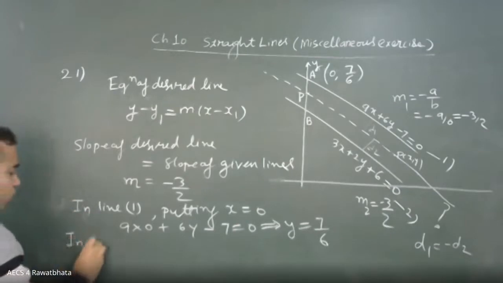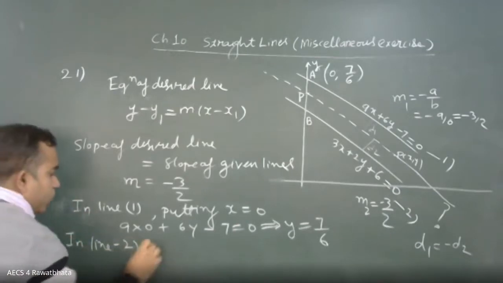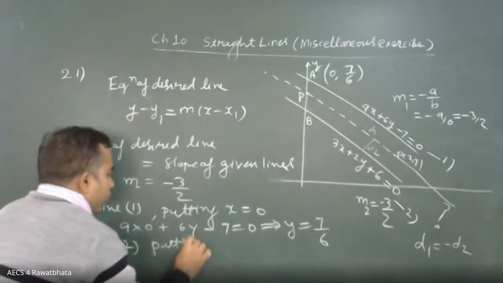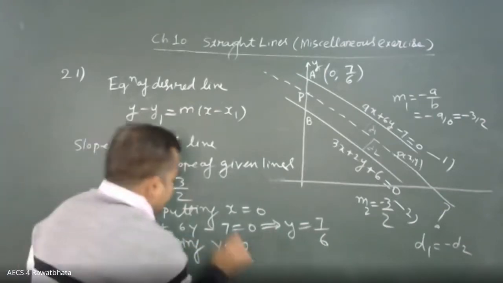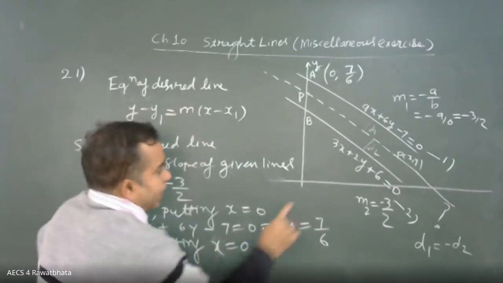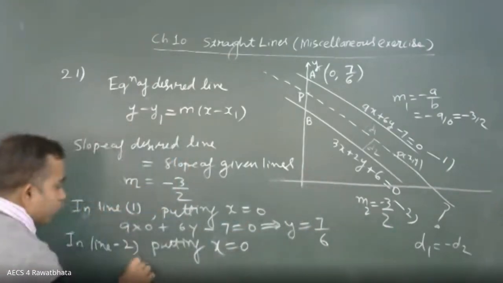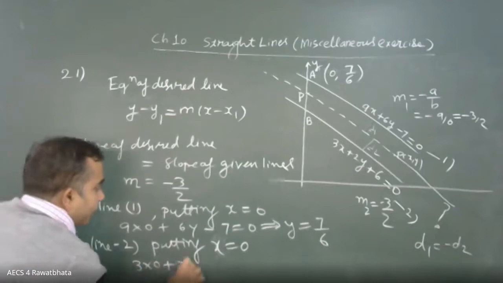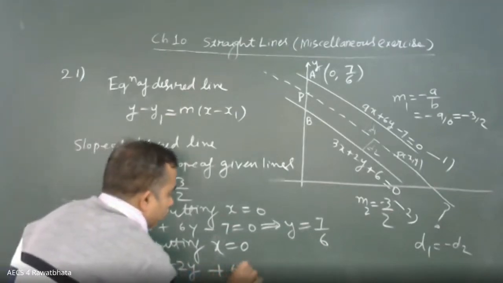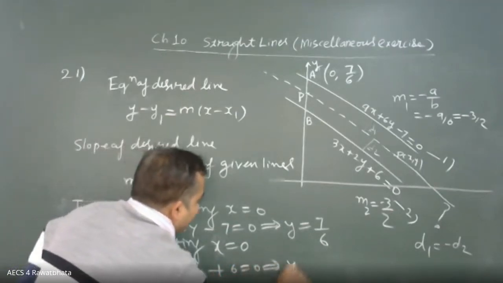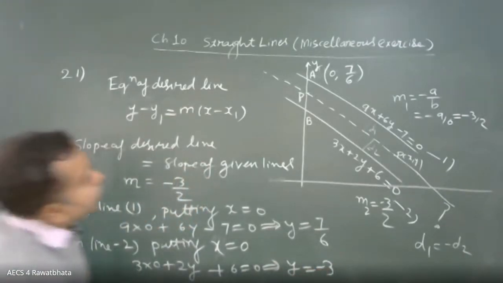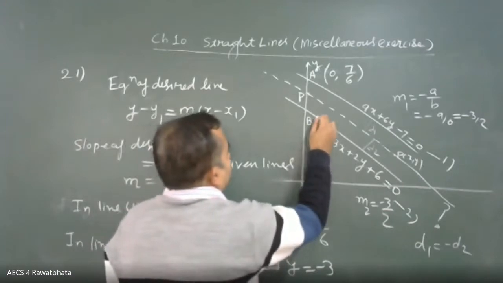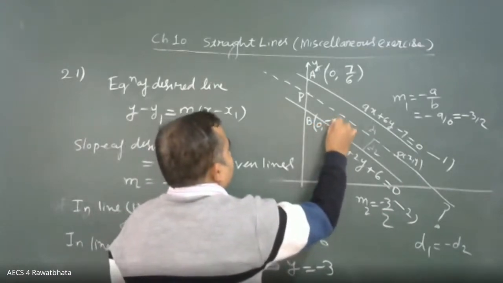And in line 2, putting x equal to 0. So if I put x equal to 0 in line 2, this will give me 3 into 0 plus 2y plus 6 equal to 0, which means y equal to minus 3. Correct? y equal to minus 3. So B coordinates will become 0 comma minus 3.